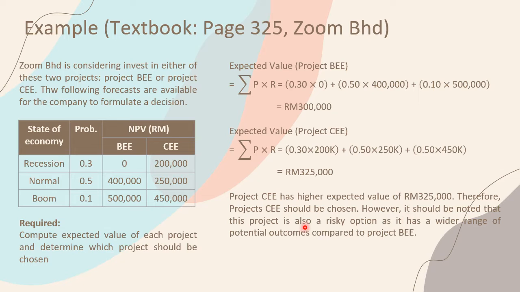However, it should be noted that project CEE is also risky because it has a wider range of potential outcomes compared to project BEE. Here, you can see the difference between the return when the economy goes into recession compared to when the economy goes into boom. We have a deviation of around, sorry, a deviation of around 150,000, whereas for BEE, the deviation is only around 100,000. So of course, CEE has higher risk and therefore higher return.